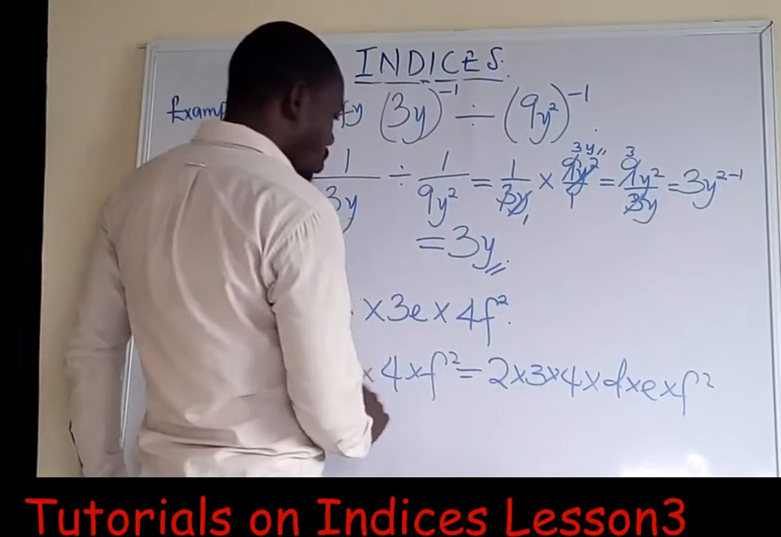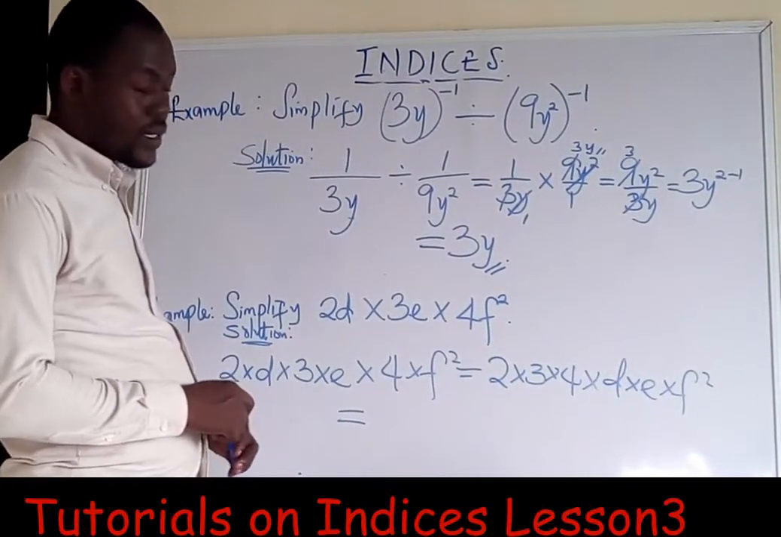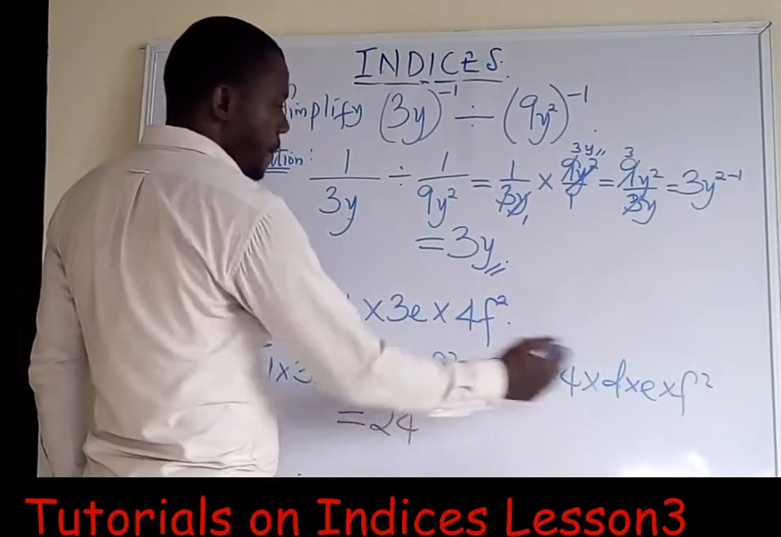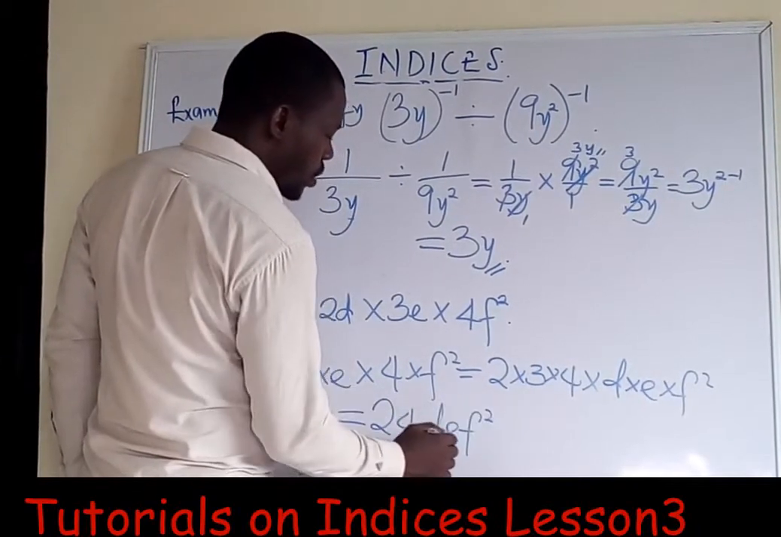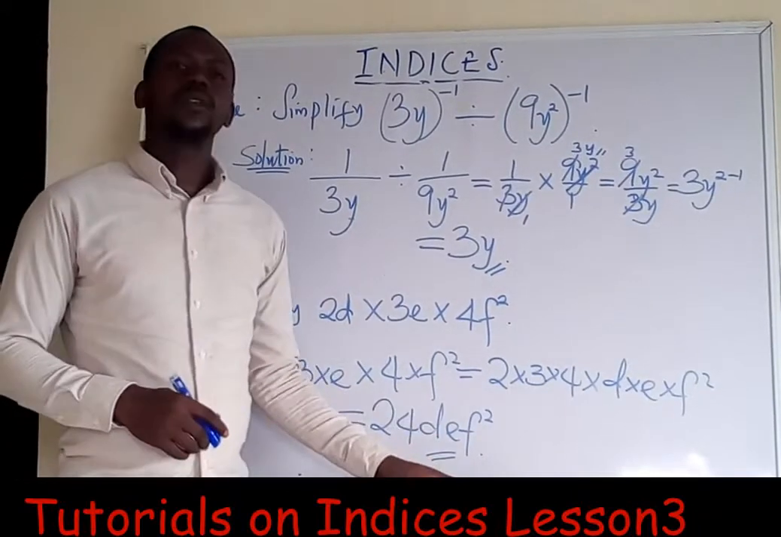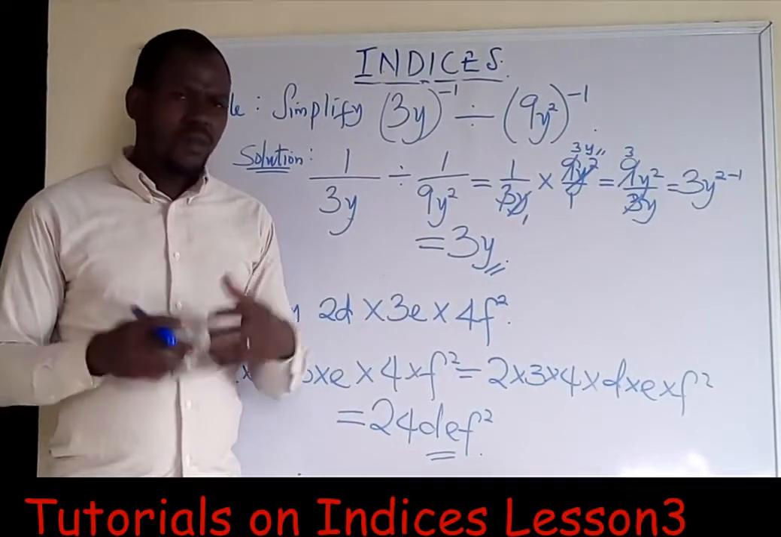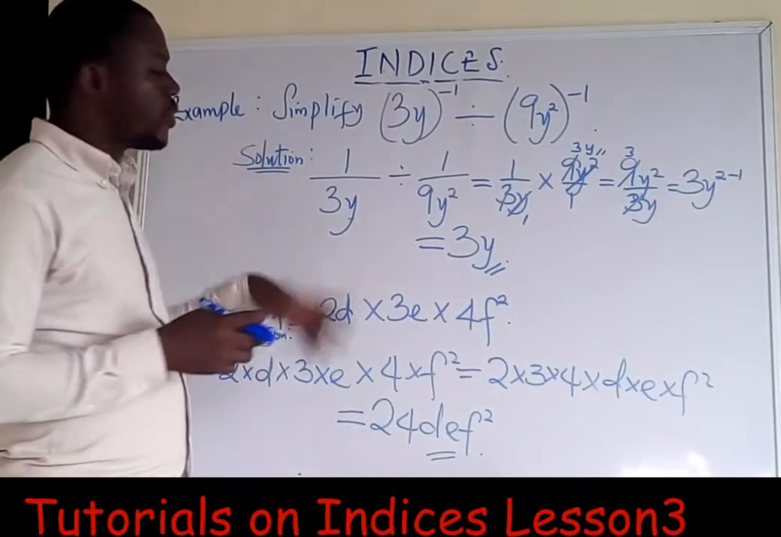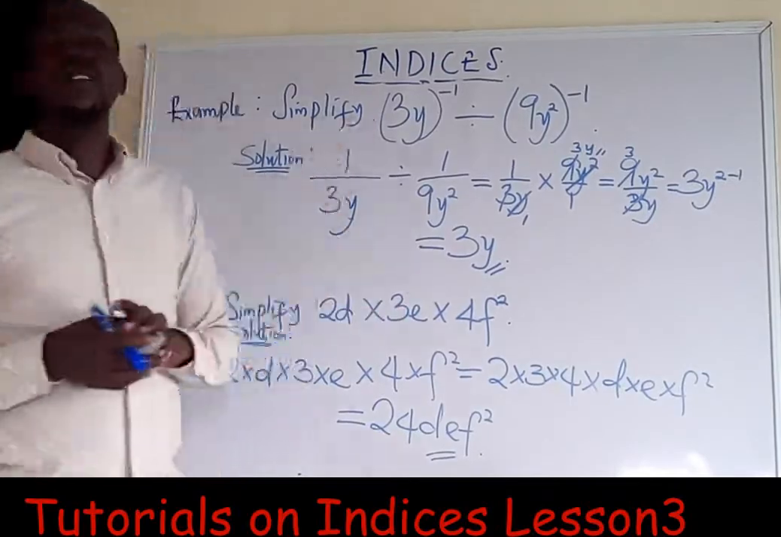And now, what do we have here? 2 times 3. That is 6. 6 times 4. That is 24. D, E, F squared. And that is the answer to that particular question. So let us look at some other questions. That is a little bit different from all the ones that we have been solving before, under the same topic, indices.